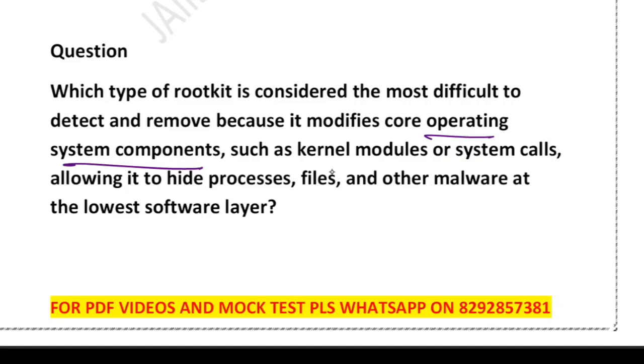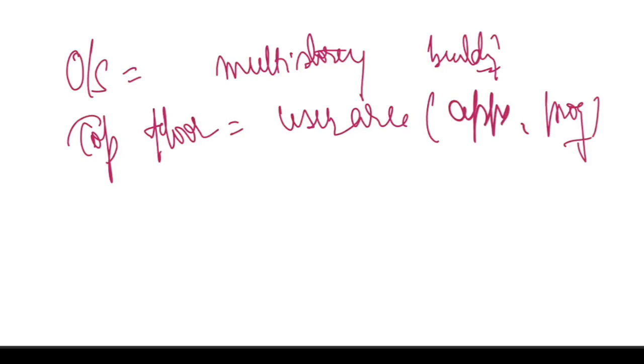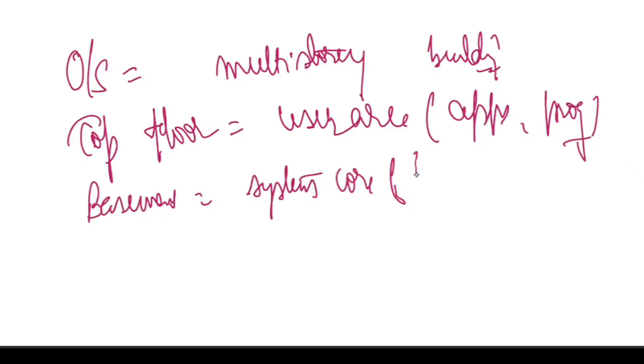Now friends, let's talk about this. This question pertains to the operating system. You can think of the operating system like a multi-story building. The top floor is the user area. When I say user area, it means apps, programs, etc. And the basement is the system core, and that is what we call the kernel.